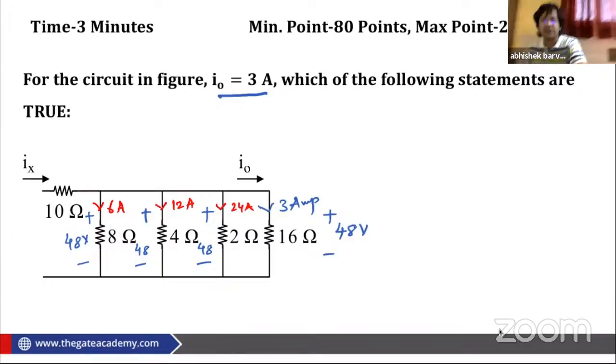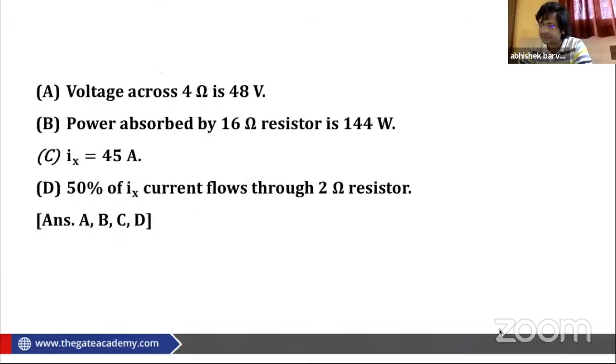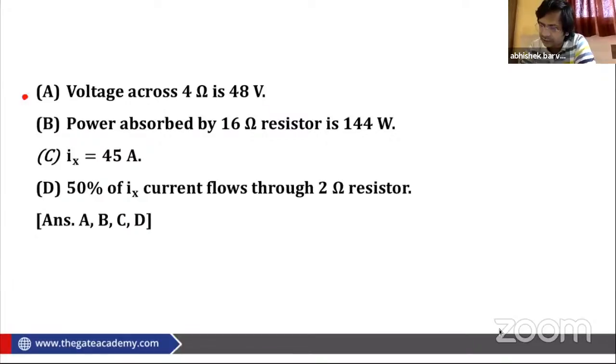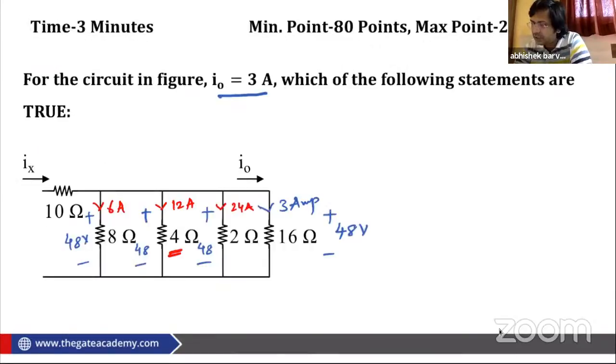Likewise. Okay, so now let me go through every statement and let us verify which statement is correct, which statement is wrong. So first says that voltage across 4 is 48 volt. Okay. So voltage across 4 is 48 volt. Check it out. Voltage across 4 is 48 volt. Yes, it's indeed a correct option, right? So I would say yes, option A is correct. Okay, but since it is MSQ, we have to go through each and every option. Now second says power absorbed by 16 ohms is 144 watt. Okay, so power absorbed by any resistor is simply given as I square R.